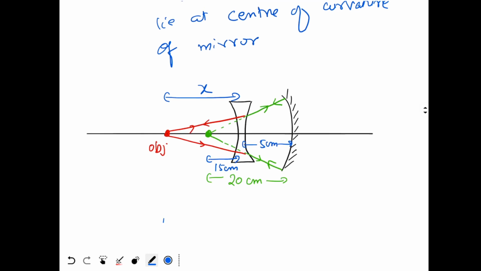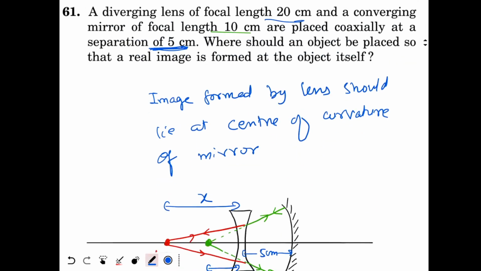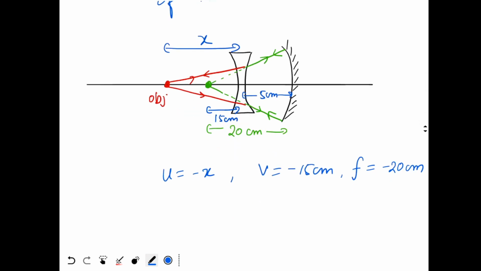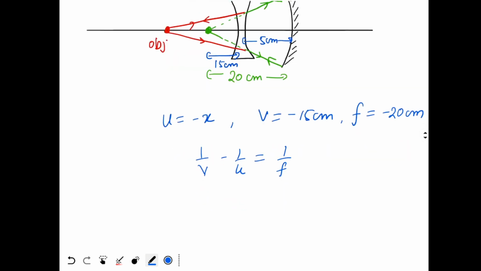Okay. So u equal to minus x for the lens. v equal to minus 15 centimeter. And focal length of the lens is how much? It is 20 centimeter, right? So according to sign convention, we will write down as minus 20 centimeter. So 1 by v minus 1 by u equal to 1 by f. So minus 1 by 15 centimeter plus 1 by x is equal to minus 1 by 20.